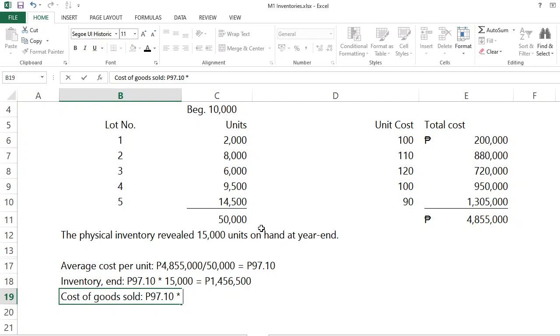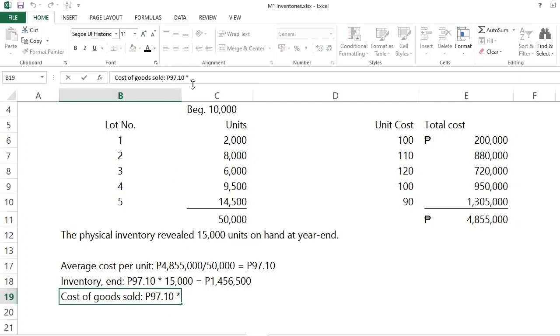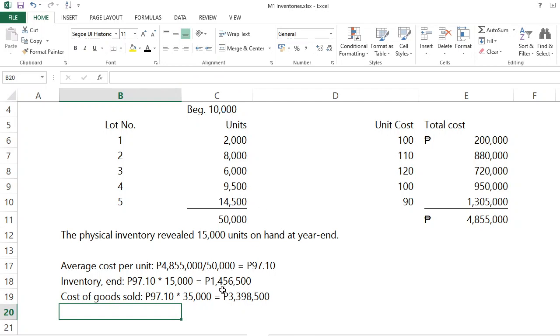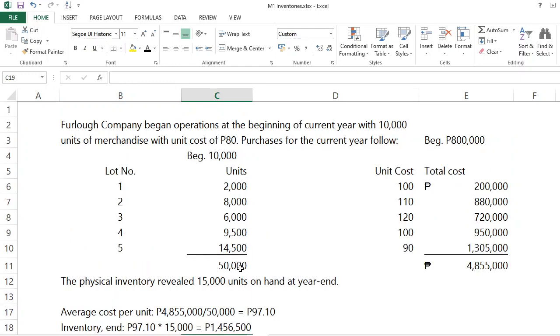Simple. 50,000 is your total units available. 15,000 remained, so how many were sold? That's 50,000 minus 15,000, and that would be 35,000, all that we sold. Again, I'm using the easier way, 50 minus 15, but we can also do it manually, and we will have it later. That's 97.10 times 35,000, and that is 3,398,500. Again, what we used earlier is the easier way to compute the number of goods sold.